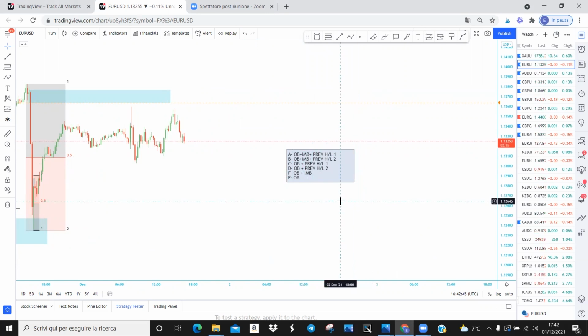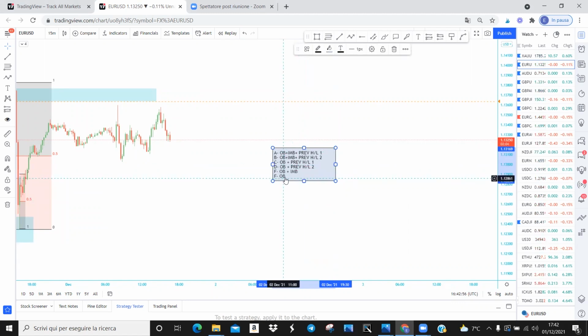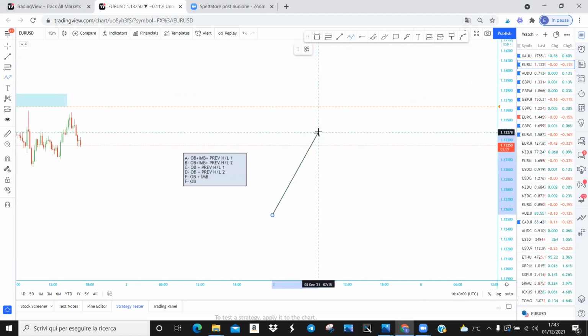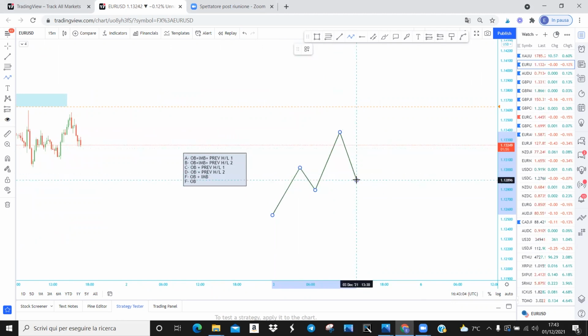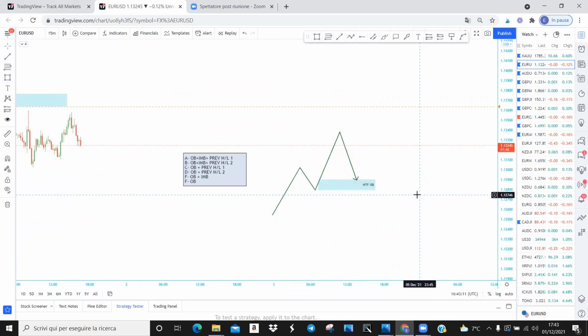So let's start from the ones that are not acceptable in our strategy. If we just have an order block, we don't want to trade that area, meaning that if we have a push to the upside and we just reach the order block like this, we don't want to trade from this area because this is just an order block.